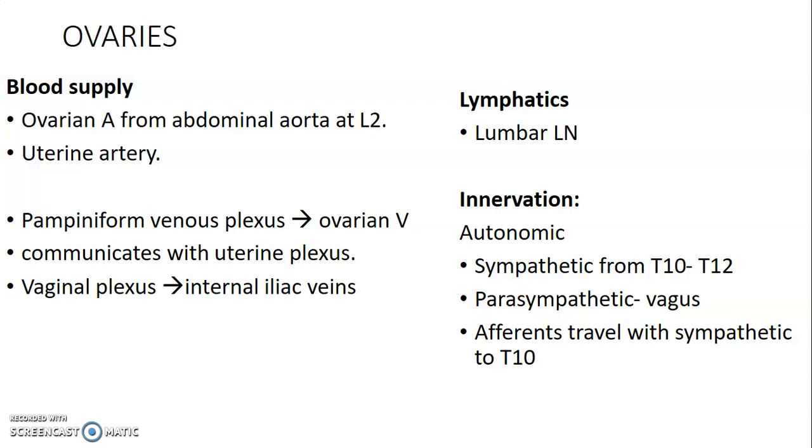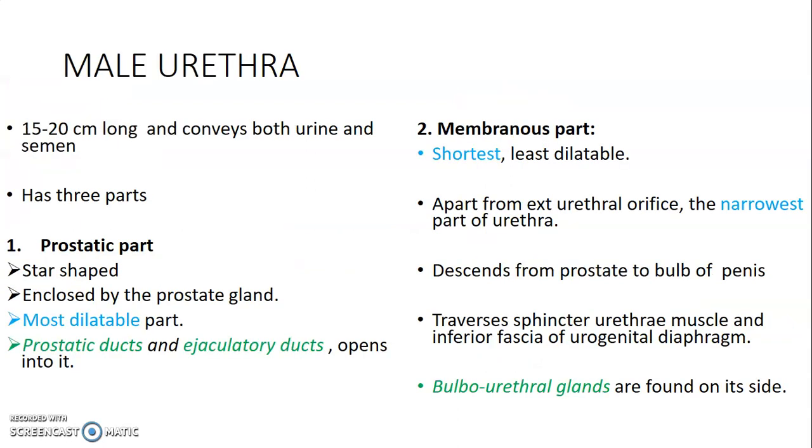Sympathetic nerves come from the T10 to T12 level, while parasympathetic is by the vagus, which is cranial nerve number 10. The afferents to the ovaries travel with the sympathetics to T10.